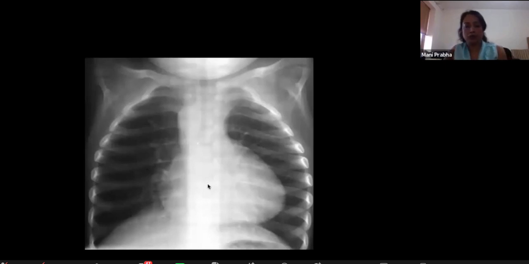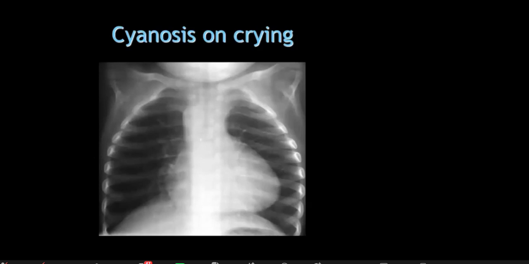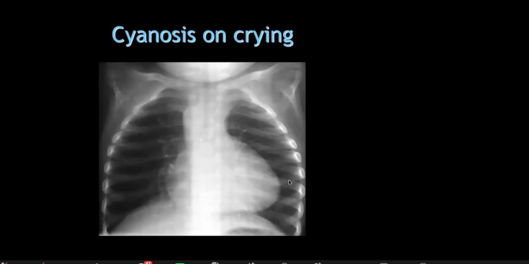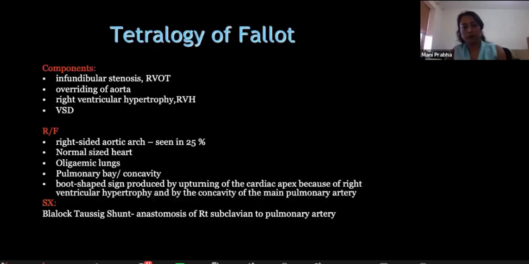What are the components of tetralogy of Fallot? What's happening in this case? So we have pulmonary stenosis, right ventricular enlargement, VSD, and overriding aorta. Yeah. They usually present early in age, and the typical history is cyanosis on crying. So this is one of the cyanotic conditions presenting with oligemic lung fields. Okay.